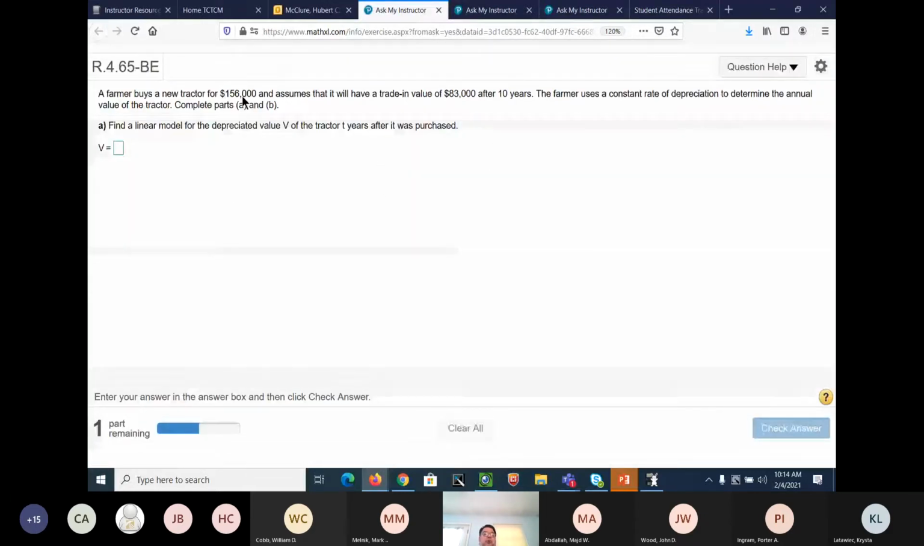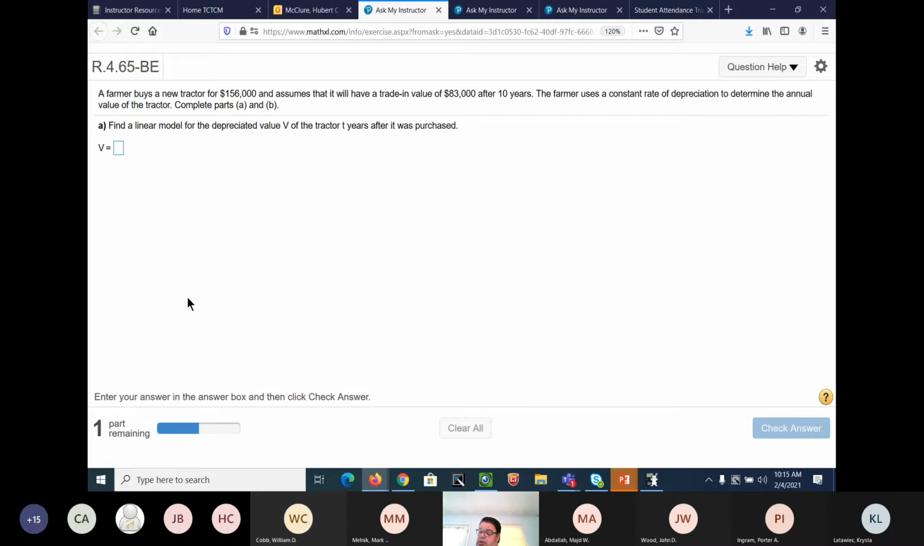A farmer buys a new tractor for $156,000. That's cheap. And assumes that it will have a trade-in value of 83 after 10 years. The farmer uses a constant rate of depreciation to determine the annual value of the tractor. Find a linear model. Okay, so this is 0 and 156. Now I'm assuming that they're talking about 0. I'm going to write this down and then I'll show you. 0 and 156.